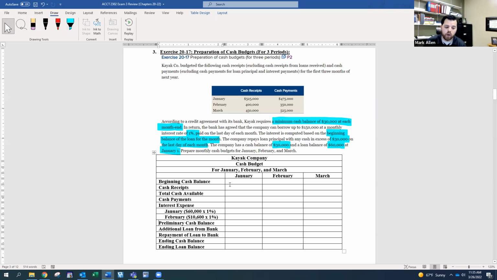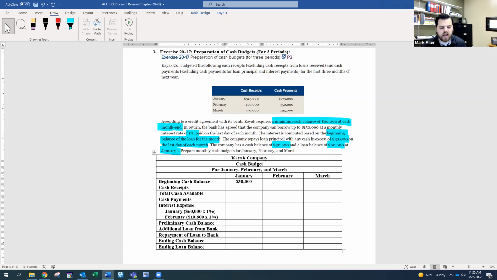So, as always, we're going to start with our beginning cash balance. And in January, we began with $30,000. That was given information to us. Right there in that second to last line, the company has a cash balance of 30 and a loan balance of 60 at the beginning of the year.